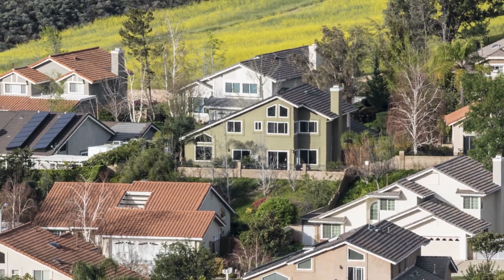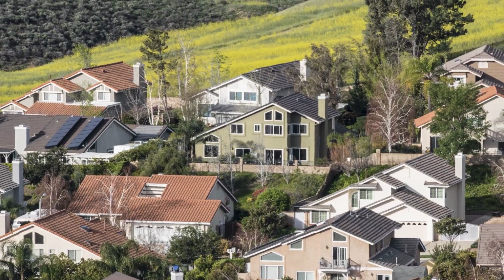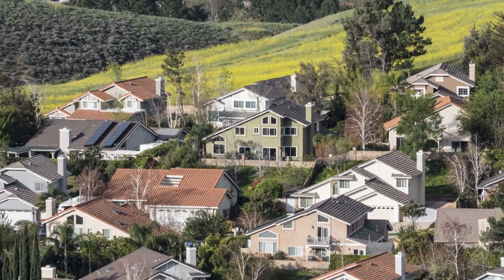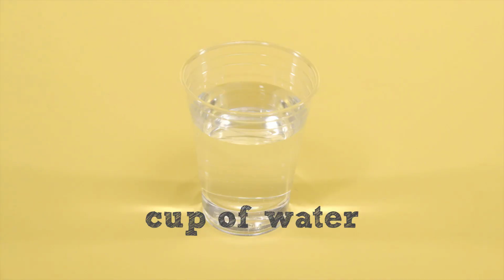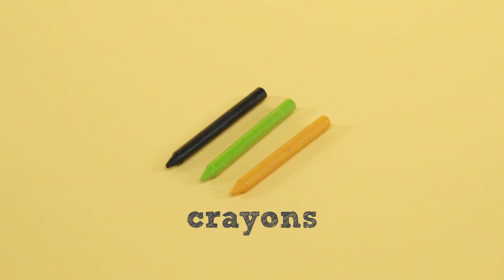In this activity, you'll make observations and study the land in your local landscape. To carry out this investigation, you'll use a cup of water, marbles, and crayons. To complete this activity, you'll use water and marbles to figure out if the landscape is flat.